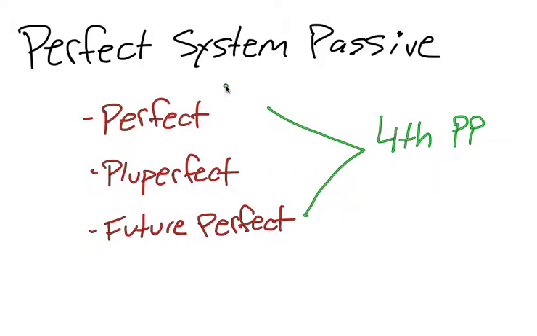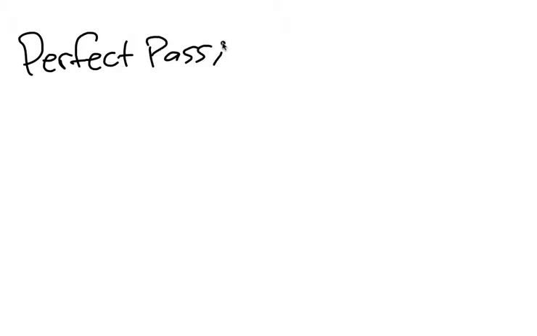we use the fourth principal part plus sum. For pluperfect, we use the fourth principal part plus eram, which is the imperfect of sum. And for the future perfect, we use the fourth principal part plus ero, which is the future of sum. So it kind of goes in sequential order: perfect, pluperfect, and future perfect, sum, eram, and ero. So I'm going to give you examples of all of these. So we're going to start with perfect passive. Of course, this is all in the indicative mood.